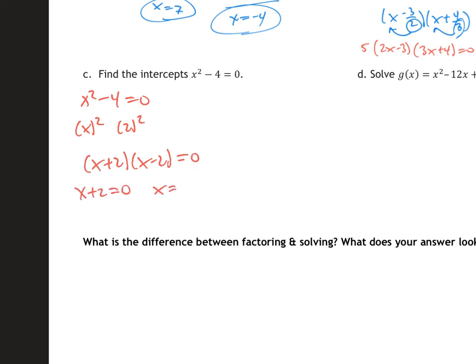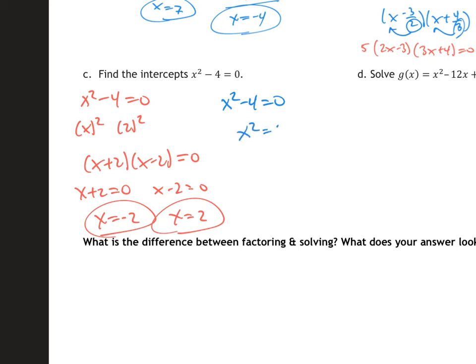set each part equal to 0. So x equals -2 and x equals +2. Shorthand, if you see this, it's just 2 terms. This is easier to do. Move that 4 to the other side. And now you can take the square root of both sides. Just remember, anytime you take the square root of both sides, you get 2 answers.